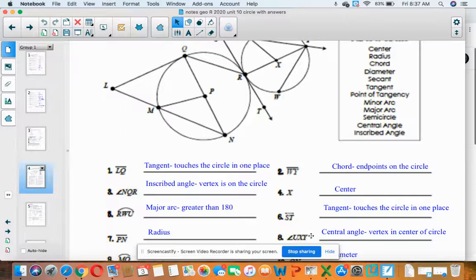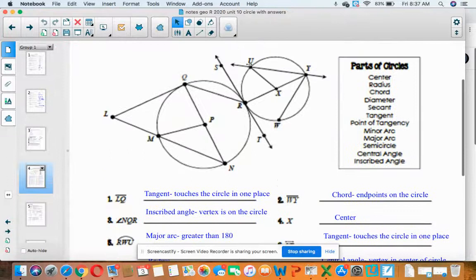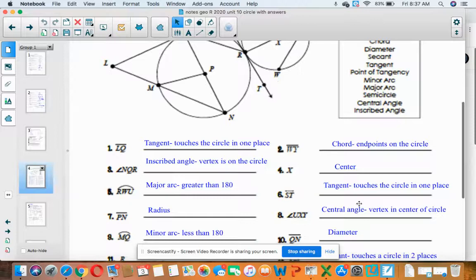Angle UXY. So UXY, let's find the U. UXY is right here, UXY. That is an angle. It has its vertex in the center of the circle, so that's called a central angle. A central angle has its vertex in the center.